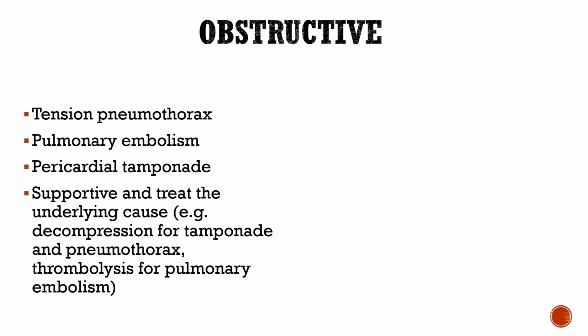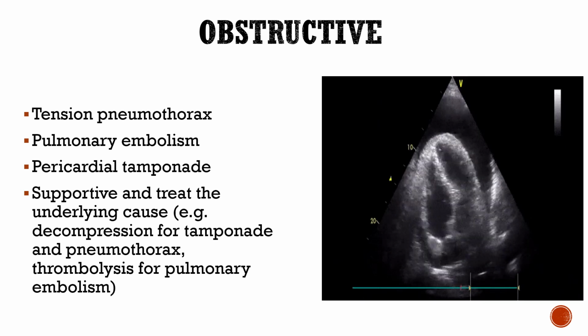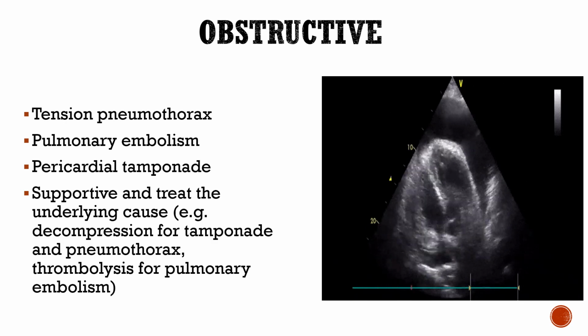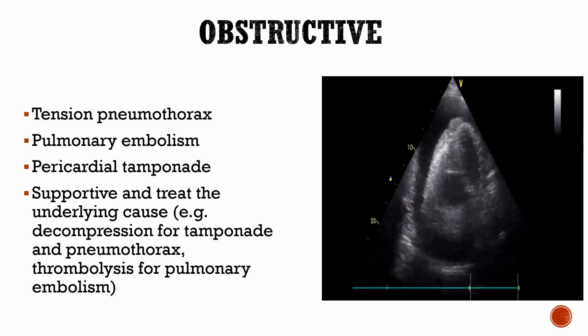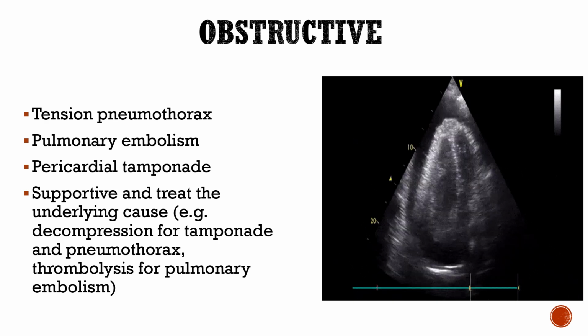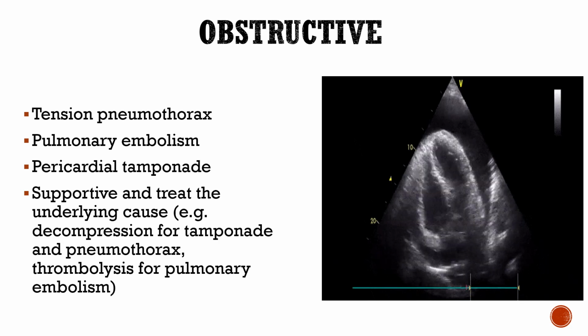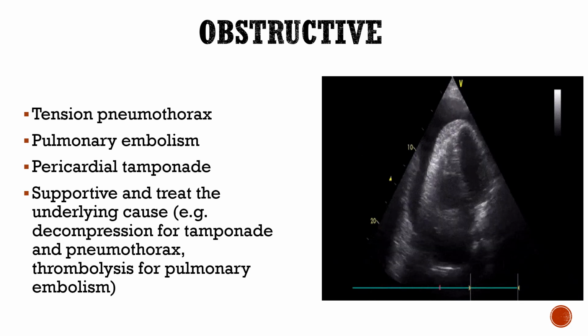So what about obstructive shock? What do we mean by obstructive shock? Basically, when there is an obstruction of blood flow from the right side of the heart to the left side of the heart. When I think about obstructive shock, I think about tension pneumothorax, major pulmonary embolism, pericardial tamponade, which is present on this echocardiogram. And the treatment is supportive and focused on the underlying cause. For example, decompression for tamponade via pericardial drain placement and decompression of pneumothorax via pleural drain placement, and thrombolysis for pulmonary embolism.